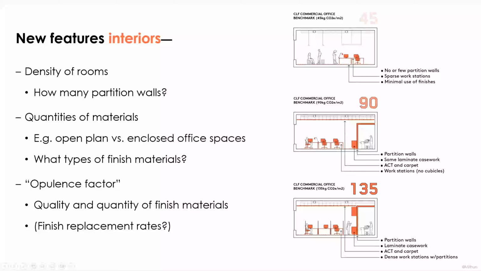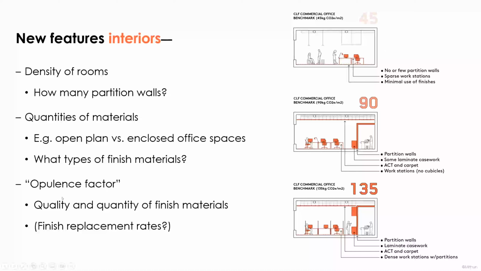And then on the interiors, we've sketched out 3 different potential interior schemes going from lowest carbon to highest carbon. And we're seeing really that the amount of finished material and the type of finished material, as well as the density of interiors, so whether you have an open office or a lot of enclosed offices, can really fluctuate your interior carbon impact.